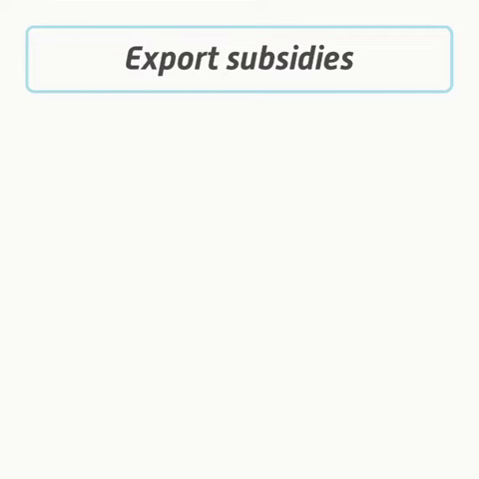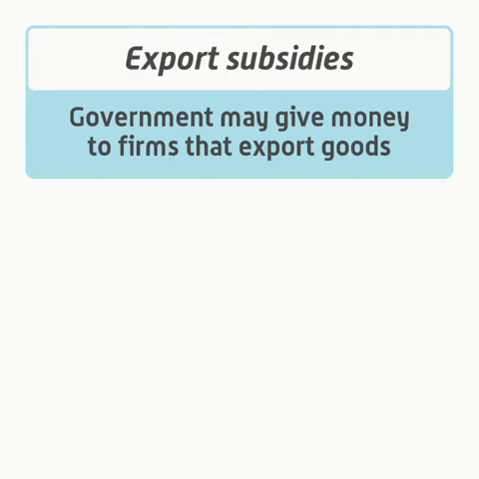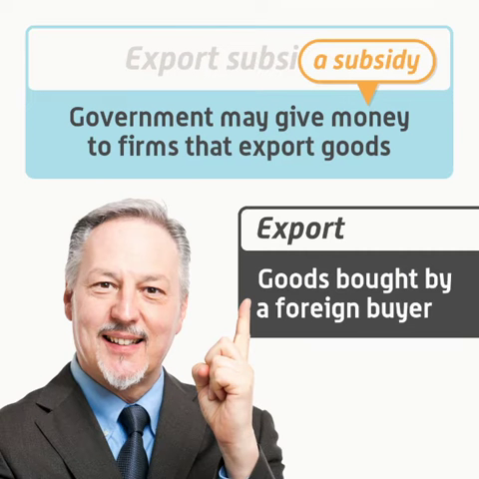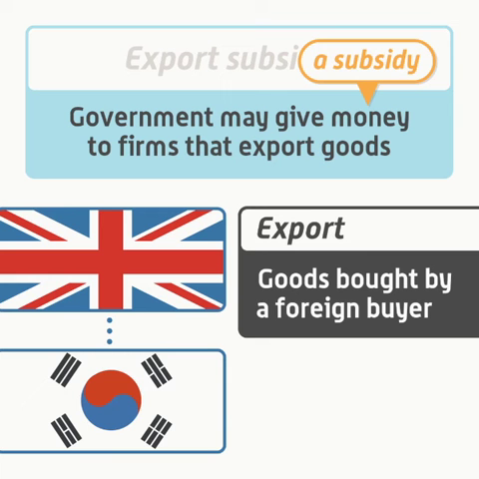Lastly, there are export subsidies. This is when the government may give money or a subsidy to firms that export goods. Remember, an export is goods bought by a foreign buyer. An example of this would be the UK selling products to South Korea.